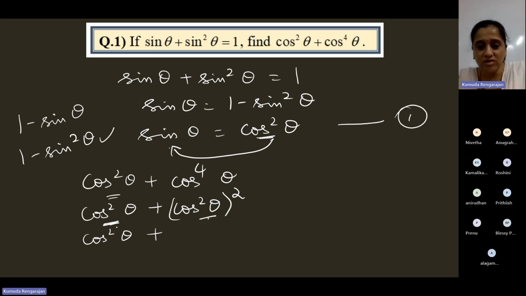So here this cos square theta we will replace with sine theta, because cos square theta is sine theta. So sine theta, correct? But there's already a square here, no? So it will be sine square theta, correct? Now what is cos square theta plus sine square theta? 1. So the value of this expression is 1. All right?